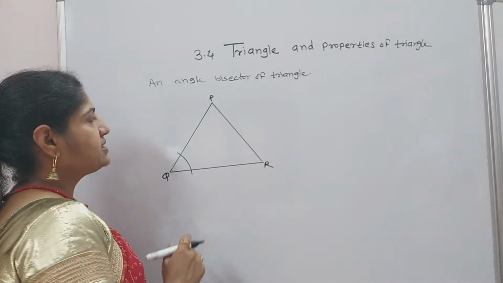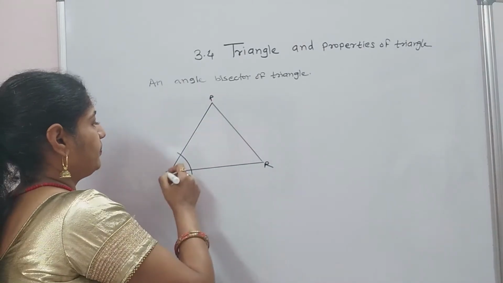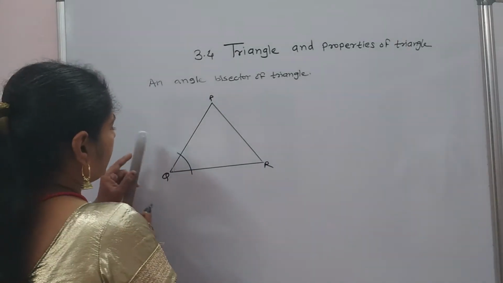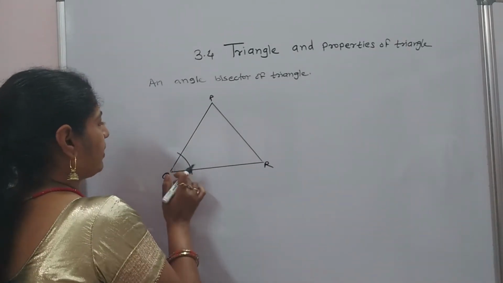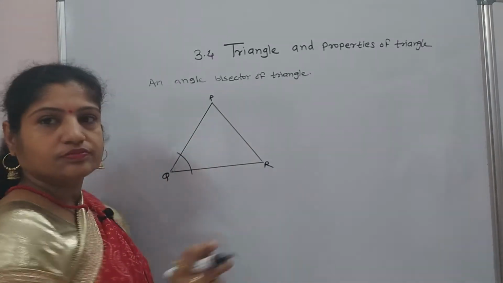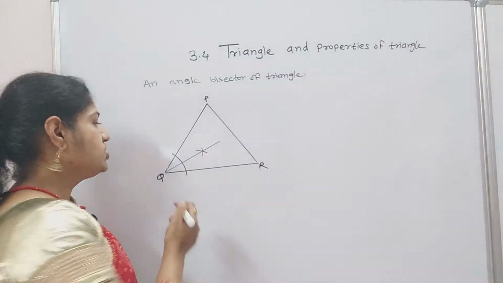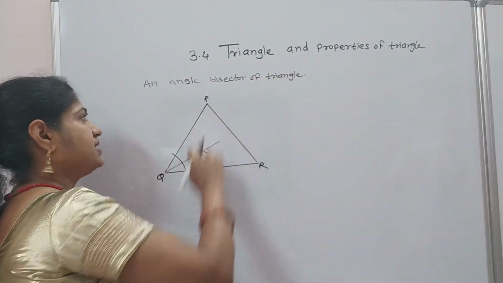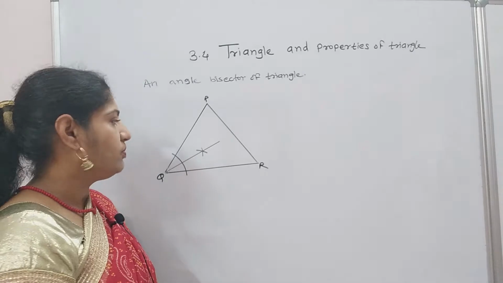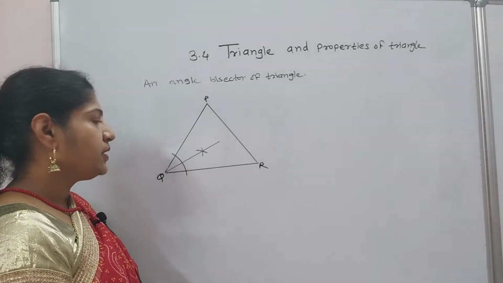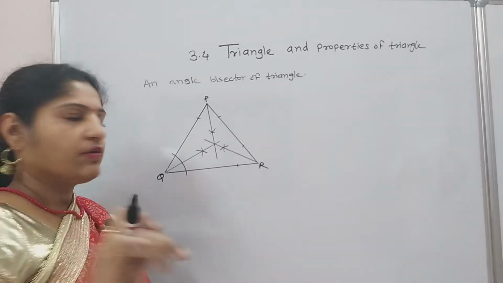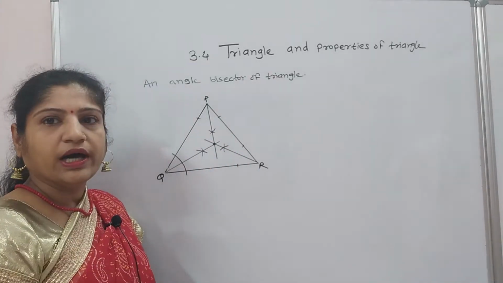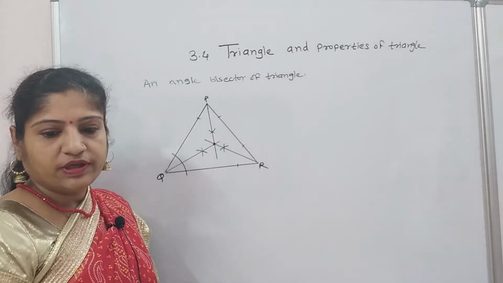Next is the angle bisector of a triangle. Take triangle PQR. Find the angle bisector of the angle Q. By using the compass, find the angle bisector of Q, angle bisector of P, and angle bisector of R. By using the compass, find the angle bisector of PQR. This is the angle bisector of the triangle.